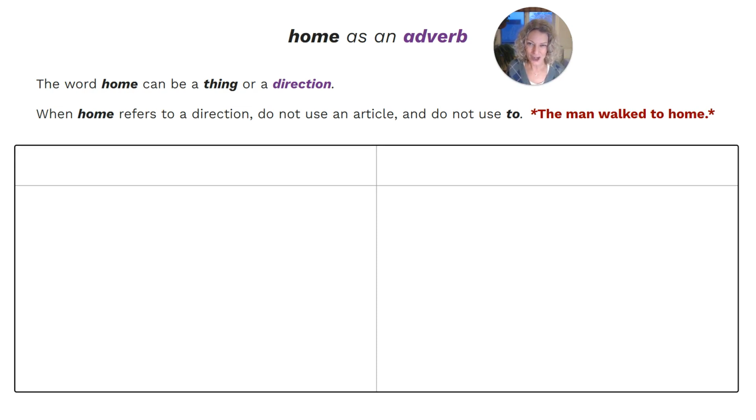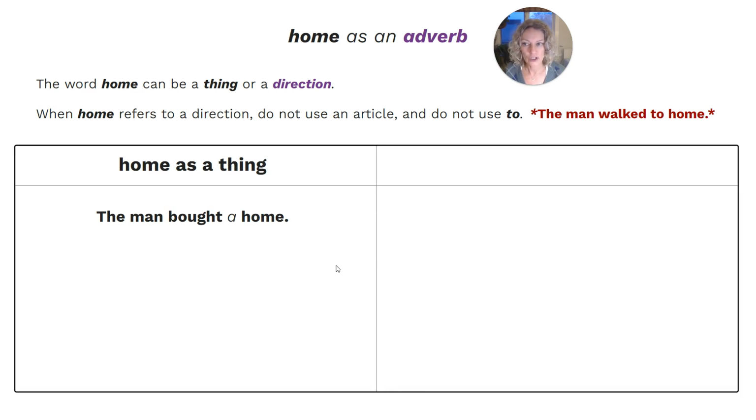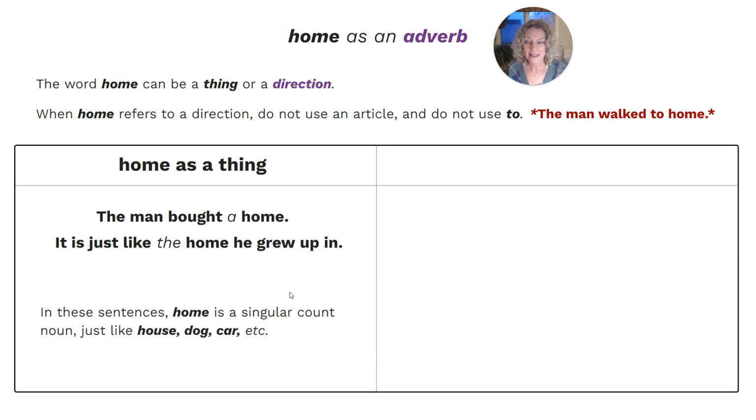But in this situation, home is acting as an adverb in the sentence, not really as a noun. So when home is a thing, this is how we would use it. Maybe the man bought a home. There we're using the indefinite article because we're just saying he bought a home in general. Doesn't matter which specific one. Or we could say it is just like the home he grew up in, a specific countable noun. And in these sentences, home is just a singular count noun like house or dog or car, etc.